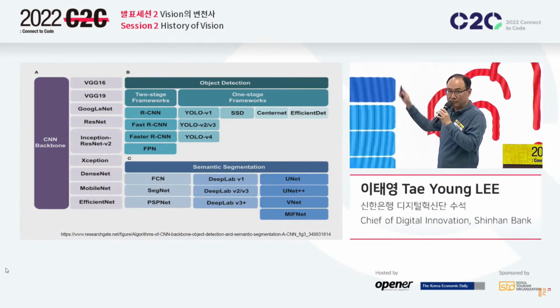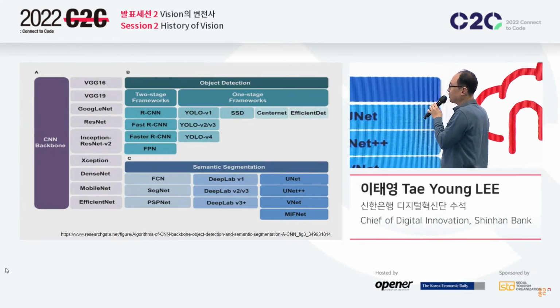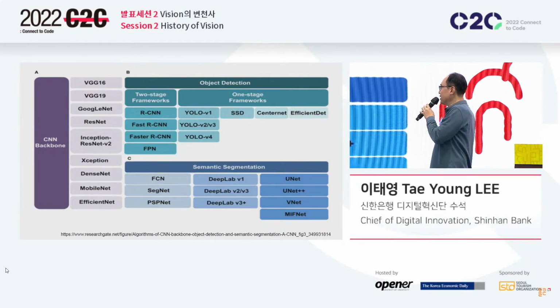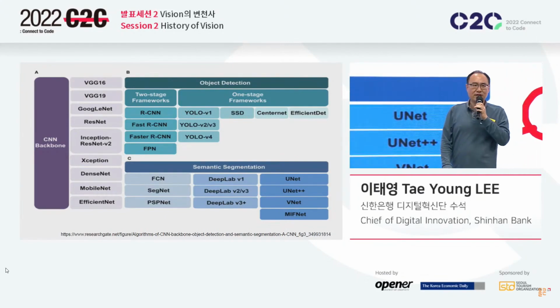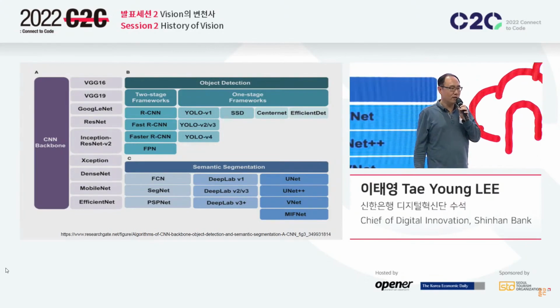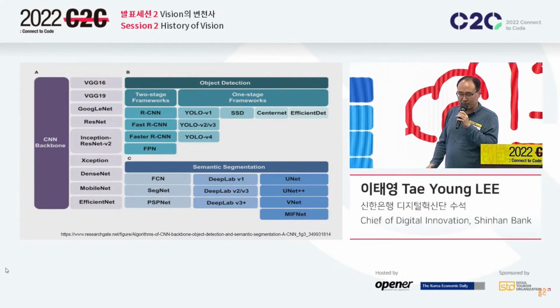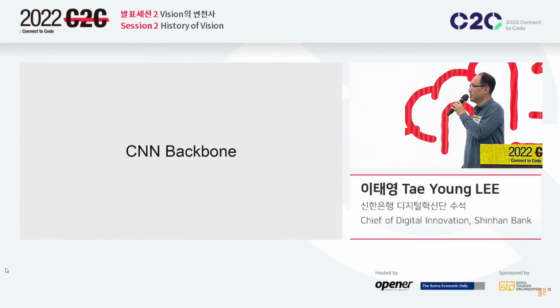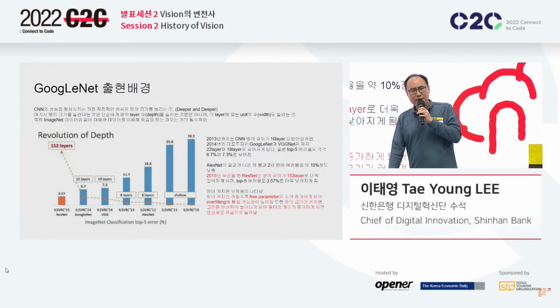So there's a CNN backbone. Let me first turn to that. And then object detection is the second item. And then semantic segmentation, a neural network which is applied to the medical sector. So this is the order of my items. So let me first turn to the CNN backbone.